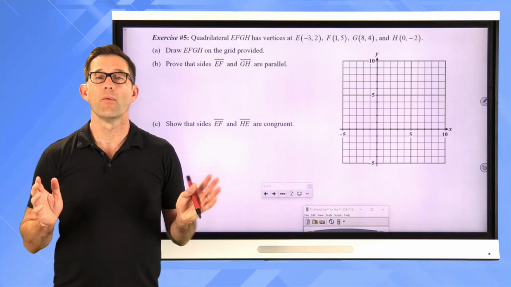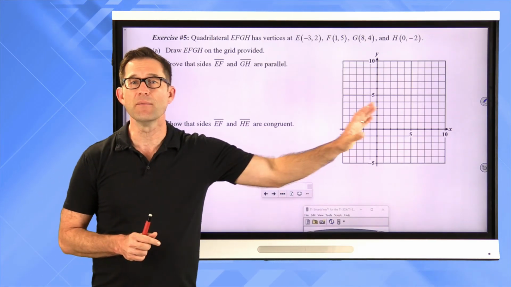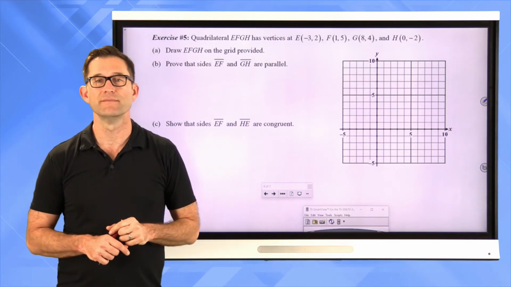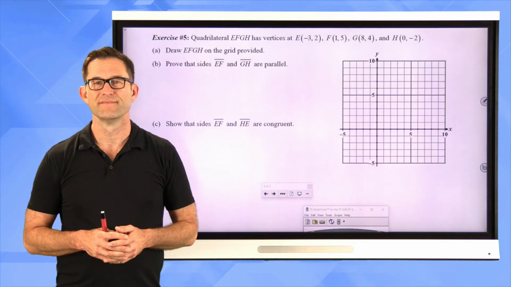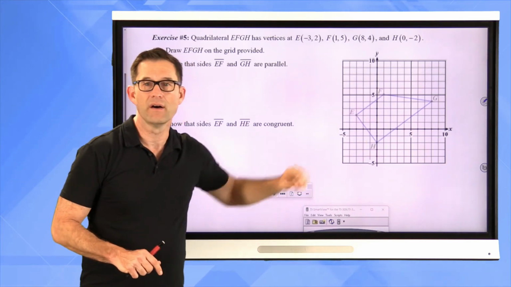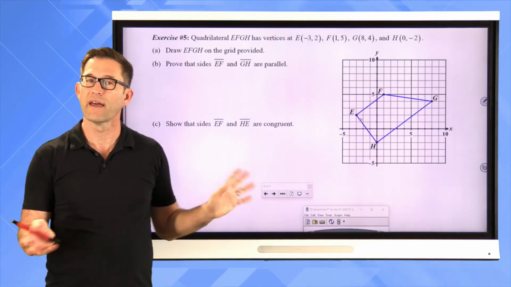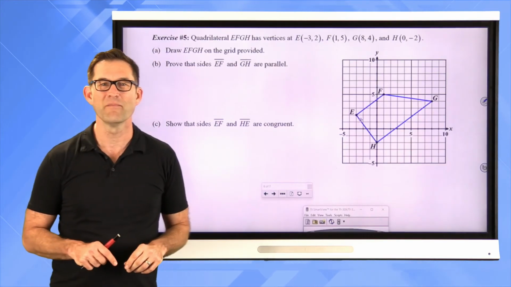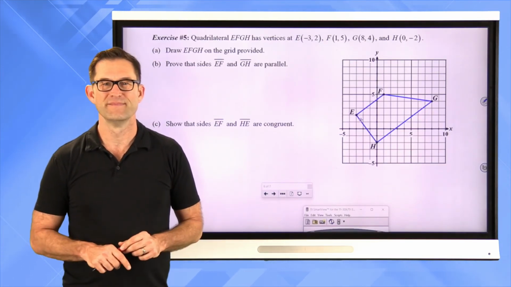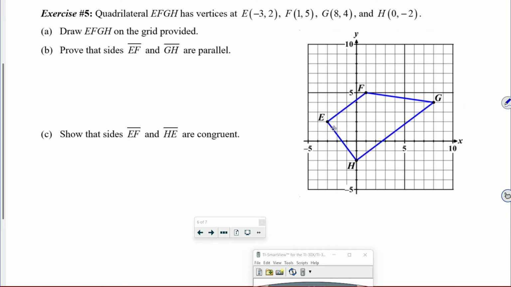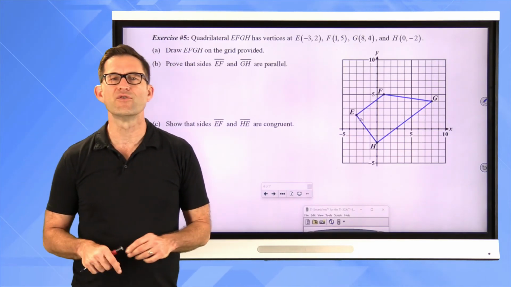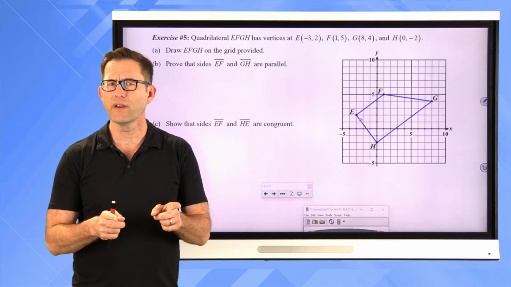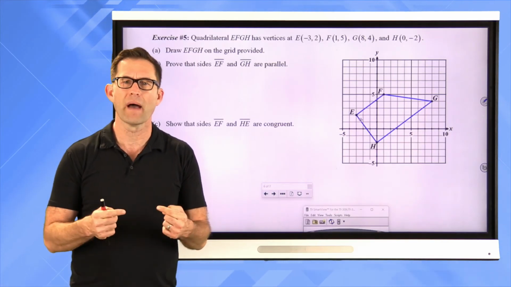All right, awesome. Well, pause the video now and go ahead and get the image of EFGH on that grid. All right, well, for me, the magic of the board allows me to just do that, and there's my EFGH, no problem. Now let's take a look at letter B. Prove that sides EF and GH are parallel. All right, so how do we prove that two segments are parallel? Pause the video right now and think about that, and then we'll come back and talk about it real quick.